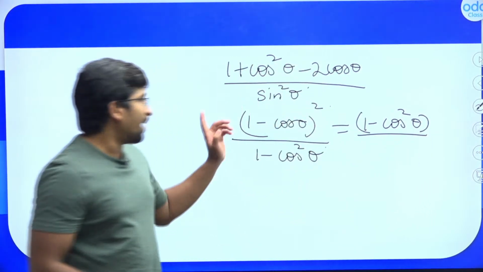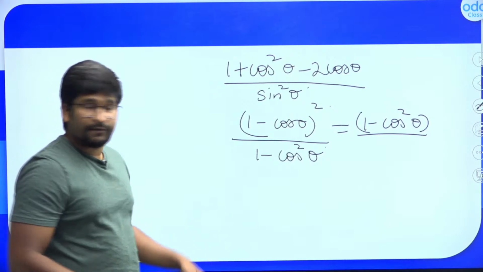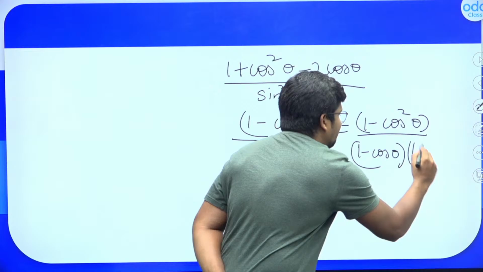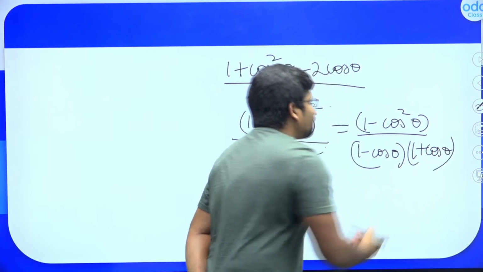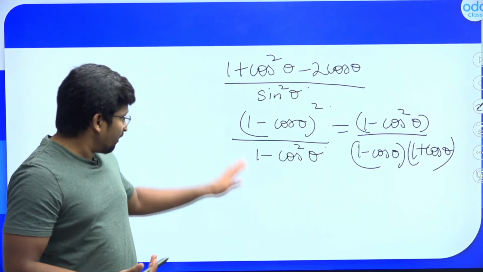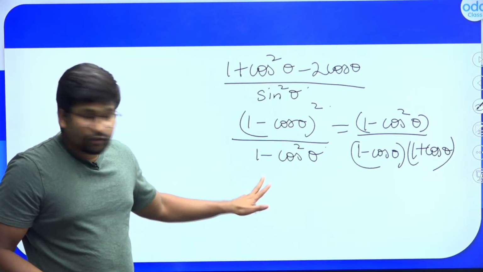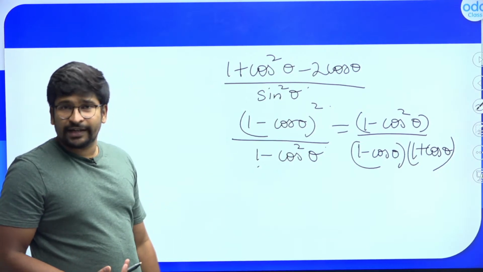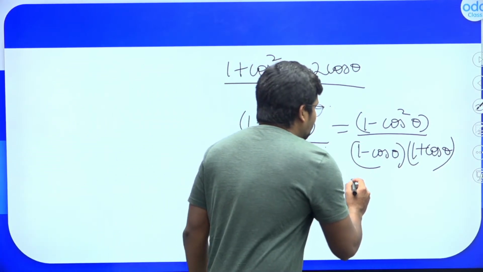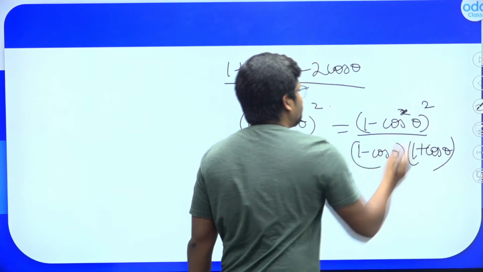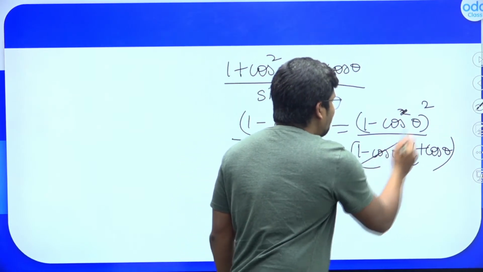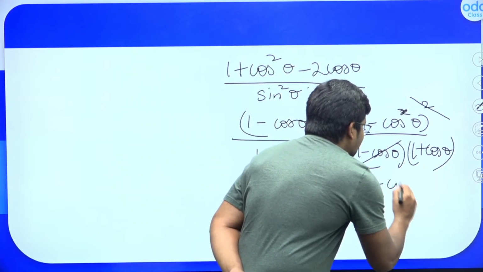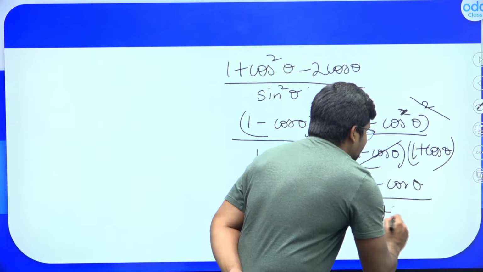Numerator is (1 minus cos theta) whole square, divided by 1 minus cos square theta, which is (1 minus cos theta) into (1 plus cos theta). Applying the identity (a plus b) into (a minus b) is a square minus b square, because 1 is actually 1 square itself. So this is 1 square minus cos square theta, which is (1 minus cos theta) into (1 plus cos theta). So this is (1 minus cos theta) whole square. One of the (1 minus cos theta) and (1 minus cos theta) cancels off. So what is left? (1 minus cos theta) divided by (1 plus cos theta).